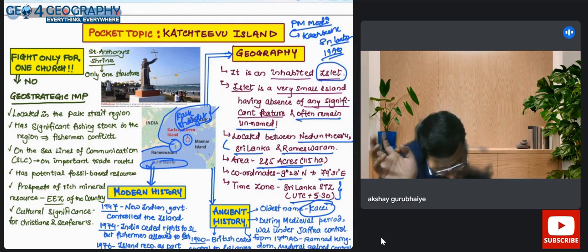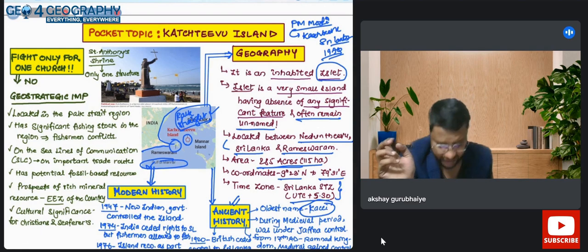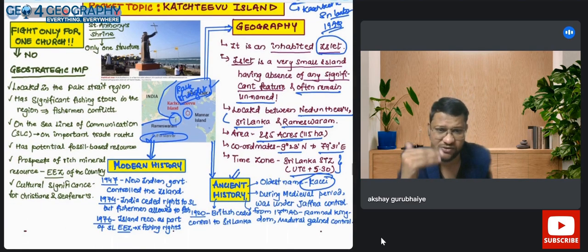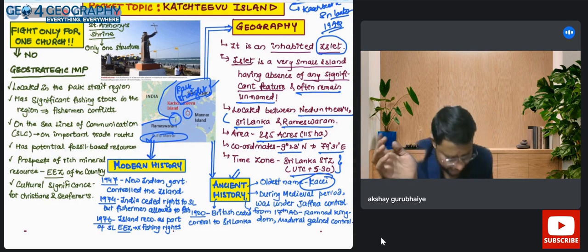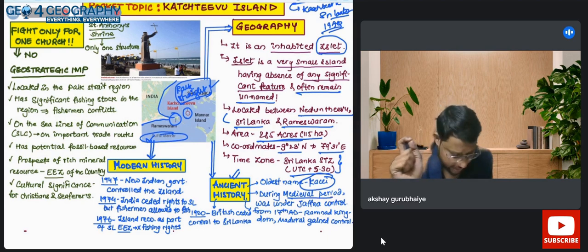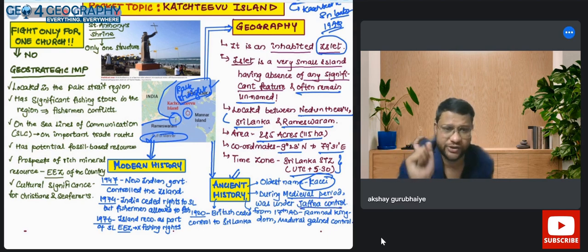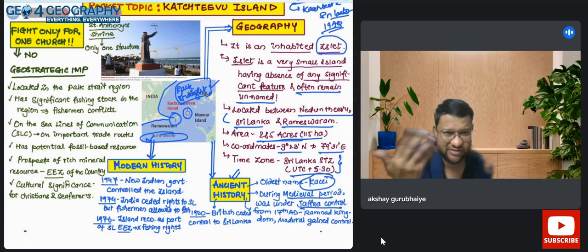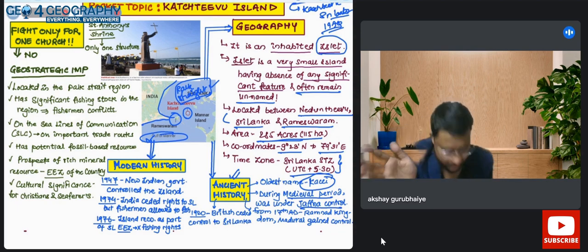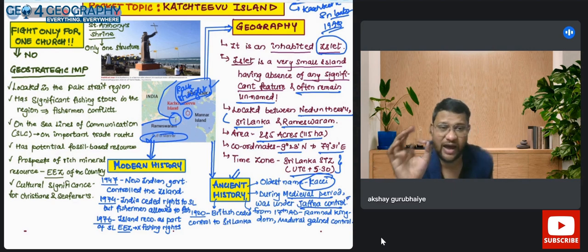Now, what about the ancient history? If we look at the history, how this transferred from one territorial part to another, we'll find that during the medieval period it was under the Jaffna rulers' control. The Jaffna rulers were Sri Lankan. So that ruler used to control this small island, Kachativu Island.